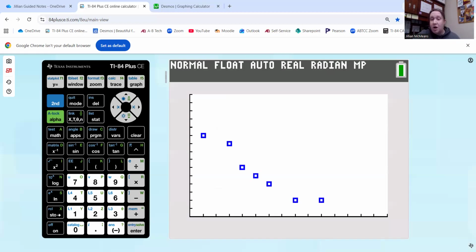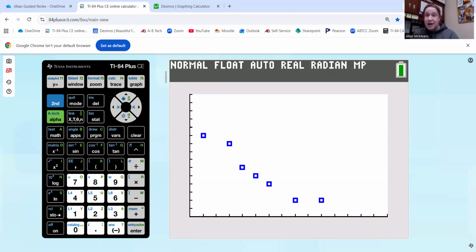Does it make sense that our R value would be negative? Absolutely. This looks like there would be a line going downhill through these. Does it make sense that it's pretty close to -1? Yeah, these points are very closely hovering around a line. Okay, so that is how you use the calculator to do the correlation coefficient.